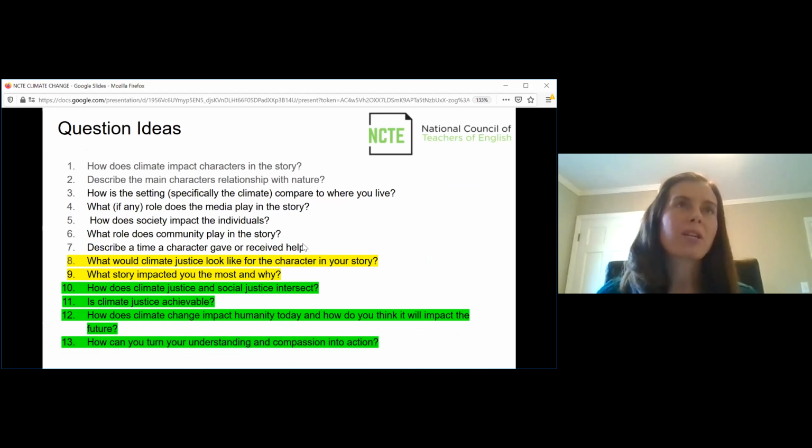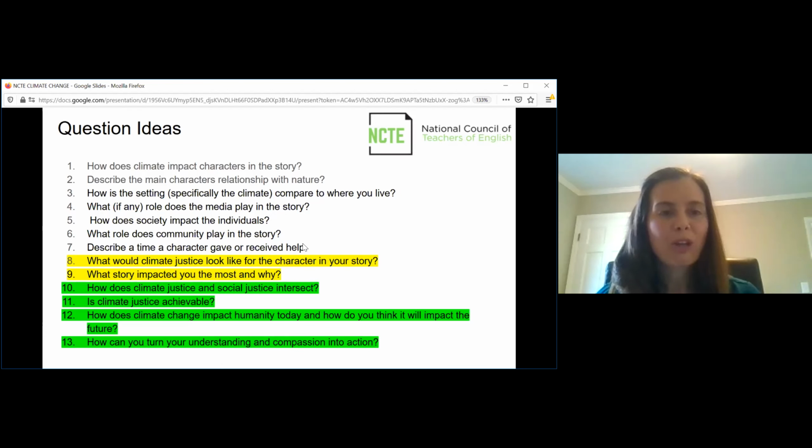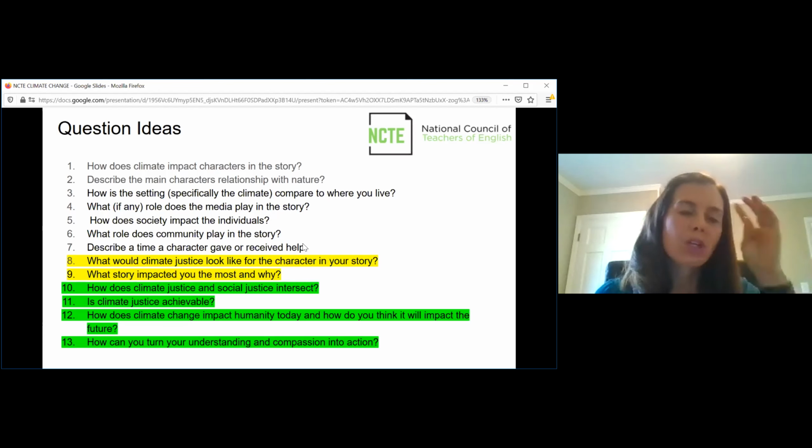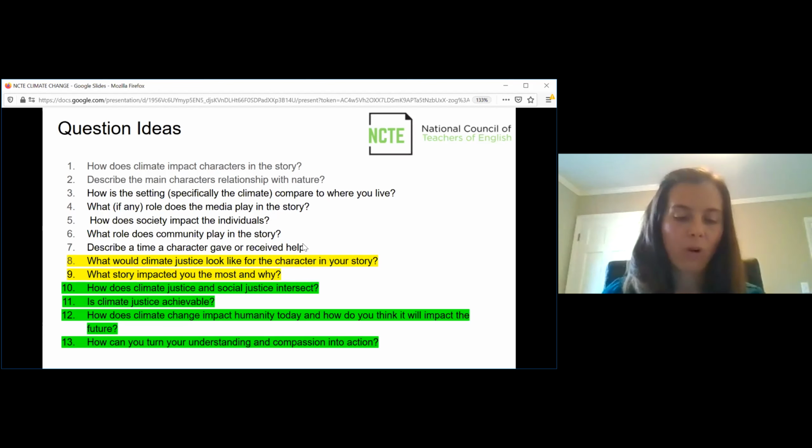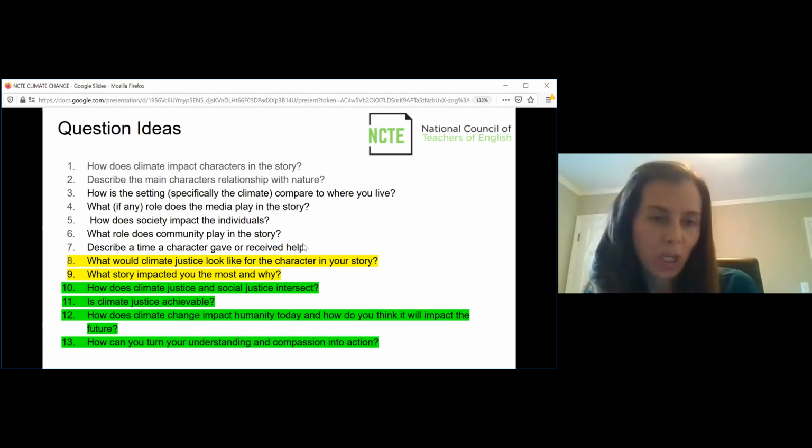These are a few questions that could be used for any of the books. So I always advocate for when students are reading a novel, for as much as my curriculum, my school will allow, that they have the opportunity to choose what books they read. So these questions could be used for any of the books on my more comprehensive book list that have to do with climate change.